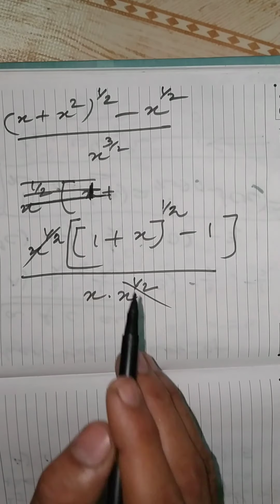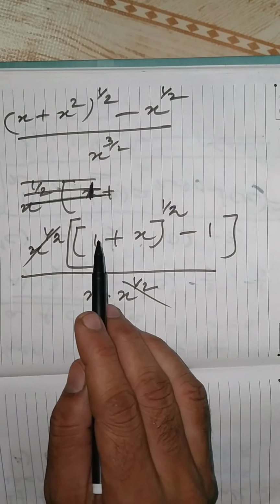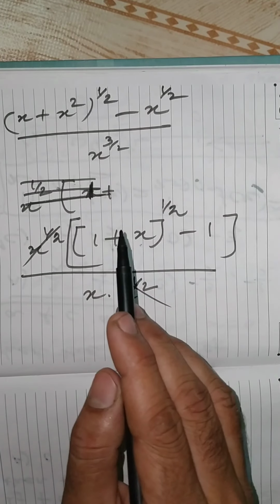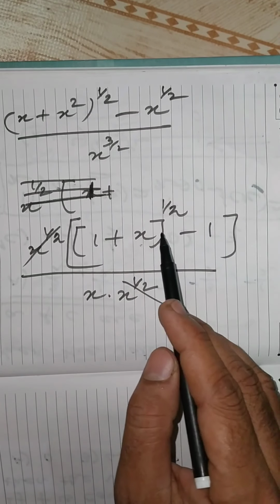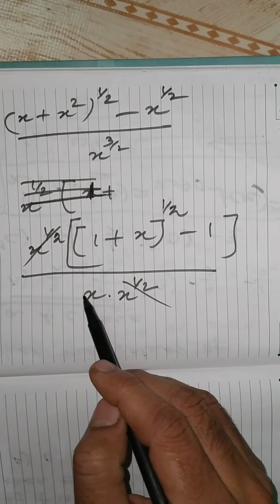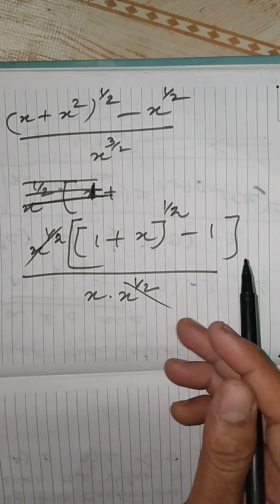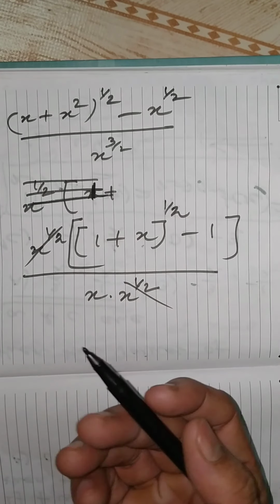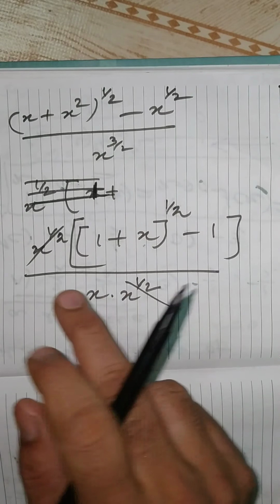Now apply the limit. What will happen now? Instead of x put 0: (1 plus 0) power 1 by 2 minus 1, that is 0 divided by 0. Again we face 0 by 0. So in this case we have to apply the L'Hospital rule. Well known, L'Hospital rule: differentiate numerator and denominator, then apply the limit.